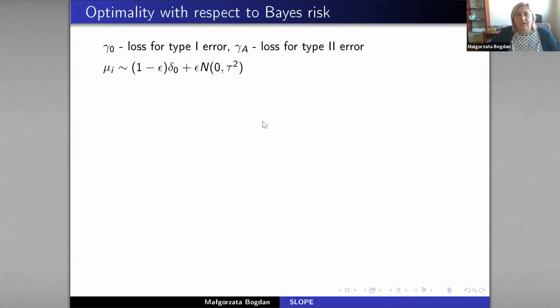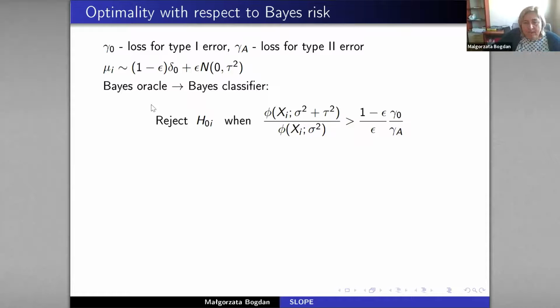And now let's assume that my mu's come from a mixture. What does it mean? It means that among my mu's, epsilon are different from 0. This is a percentage. And 1 minus epsilon percent of my mu's are equal to 0. Epsilon we call the sparsity parameter. And when the mu's are different from 0, they come from a normal distribution with variance tau square. So this model is maybe a little bit complicated.